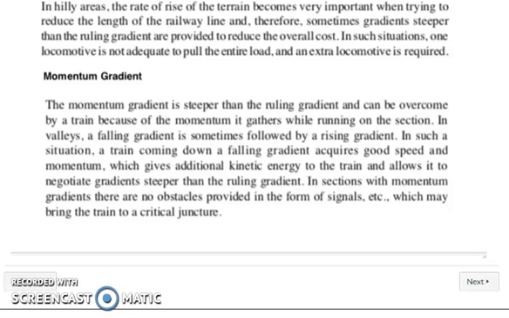In that particular section wherein there will be a momentum gradient, there should be no obstacle provided in the form of a signal, which brings the train to a critical juncture. So this is visible in a valley or a hilly area wherein there is a falling gradient followed by a rising gradient. So it needs good speed and momentum for the train coming from a falling gradient to come up on the rising gradient.